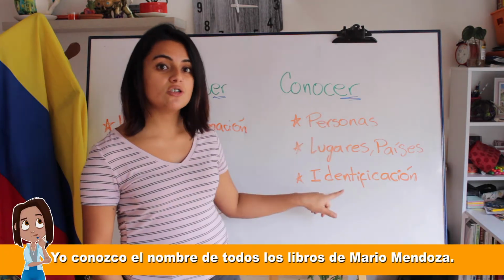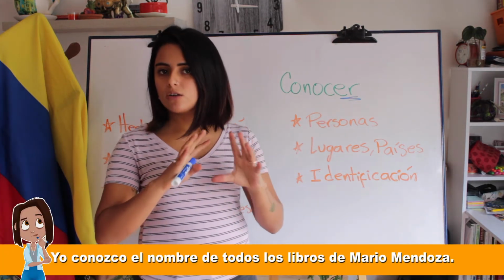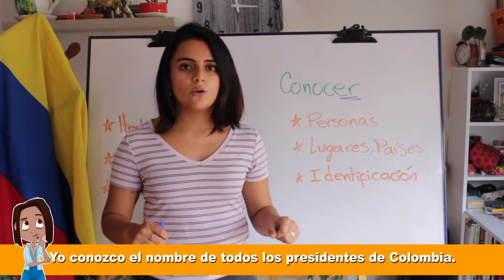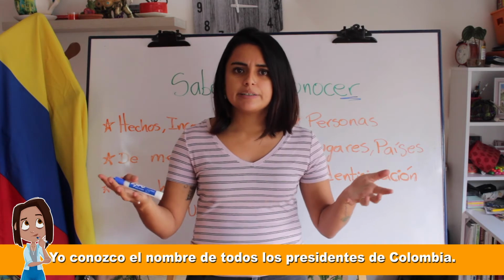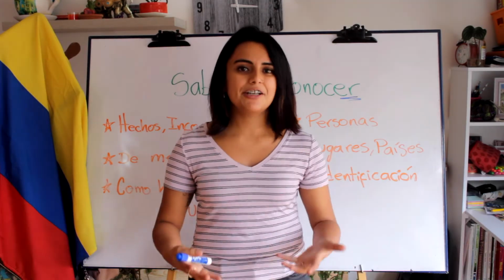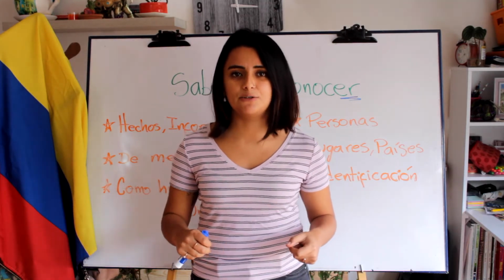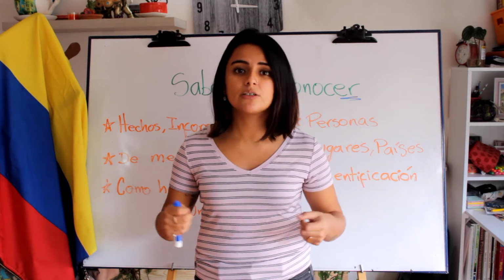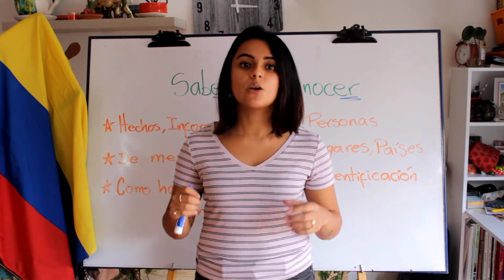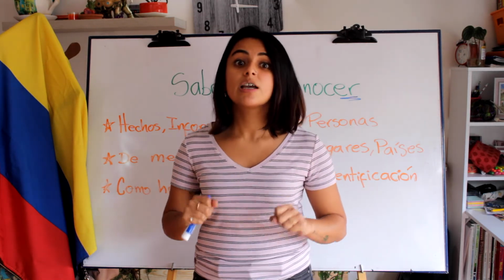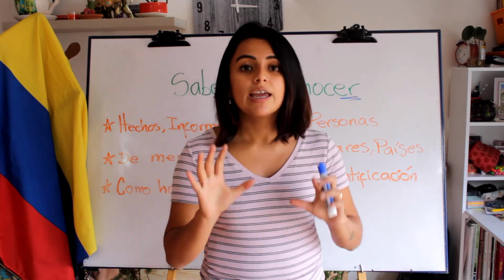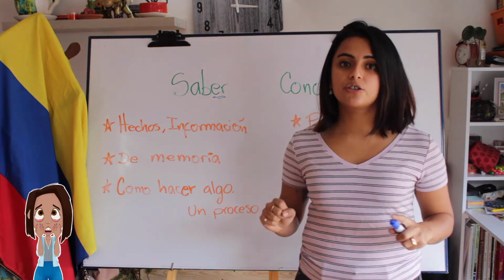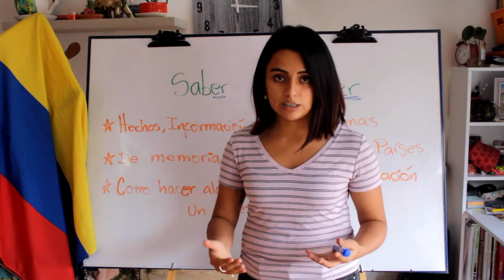pero yo conozco el nombre de todos los libros de Mario Mendoza, yo conozco los nombres de los presidentes de Colombia, to give you an example, because I don't think of any other example at this moment, so that would be it. So if you think this was clear, and before we finish, it is important that you know these differences. If you know them, I'm sure you're not gonna make mistakes when speaking in Spanish.